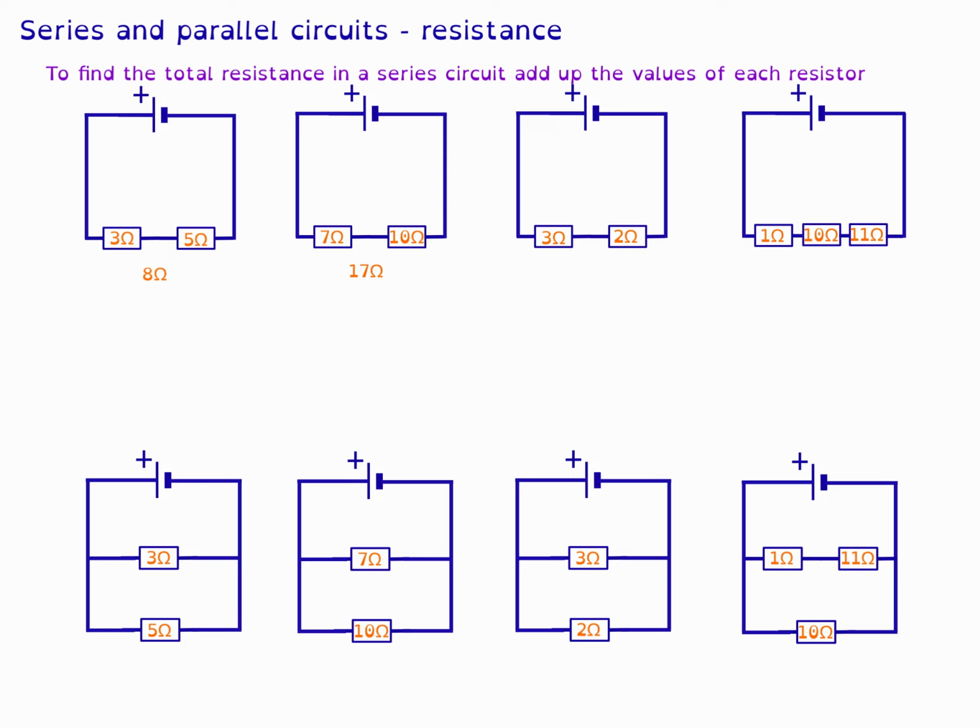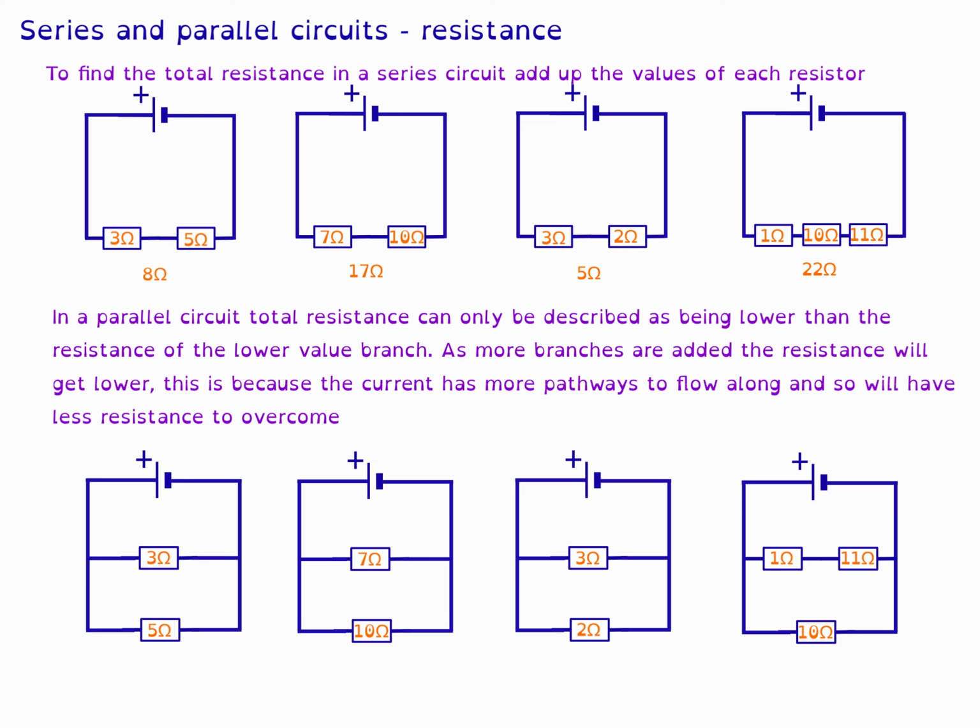This next series circuit has resistors of values 3 and 2 ohms, which gives us a total resistance of 5 ohms. And this final circuit has 3 resistors in it of values 1 ohm, 10 ohms and 11 ohms, and that gives us a total resistance of 22 ohms.